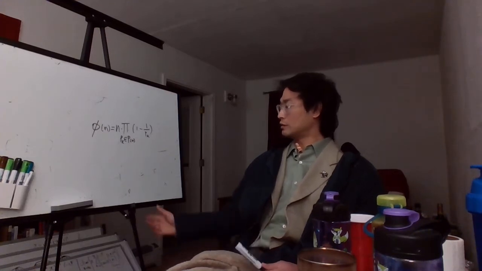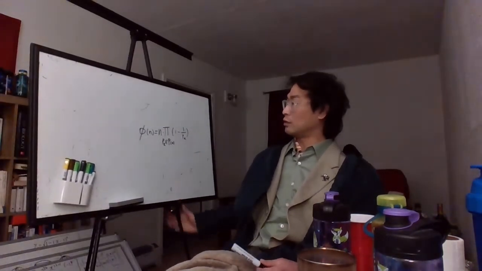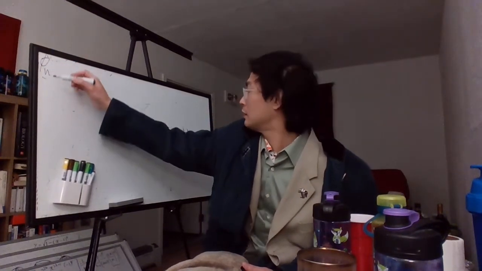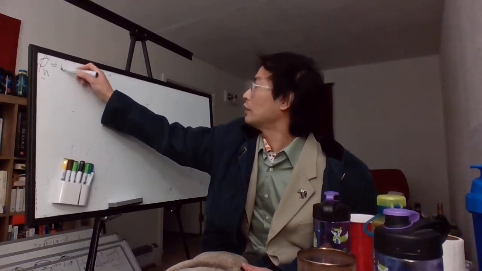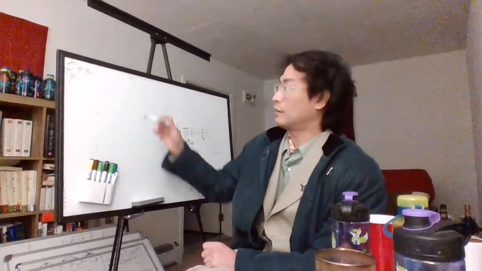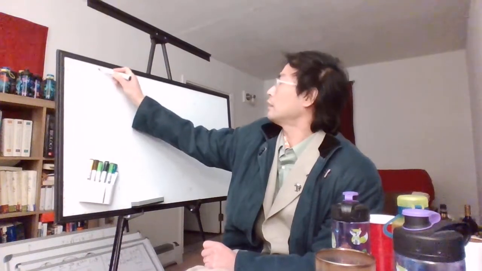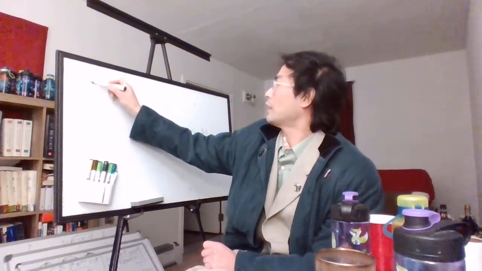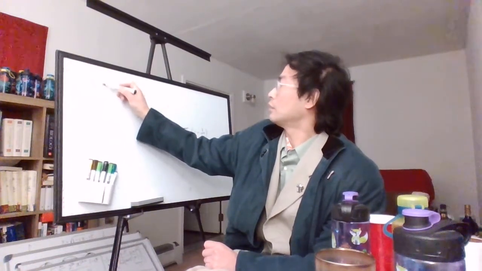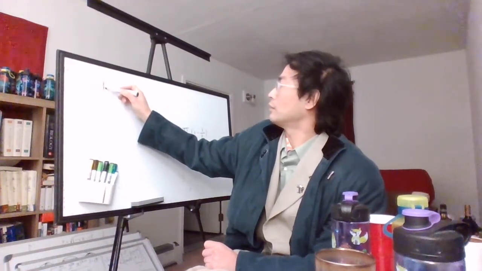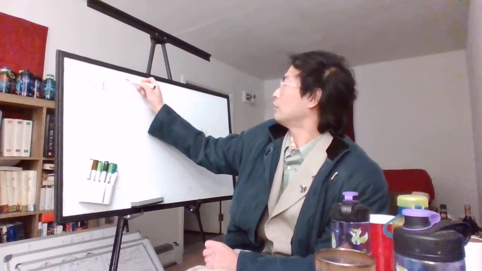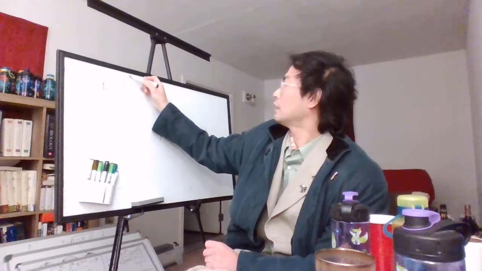We need some room, so let's copy this over to the corner. Phi of n is equal to n times pi, pk belonging to p of n, 1 minus 1 over pk.